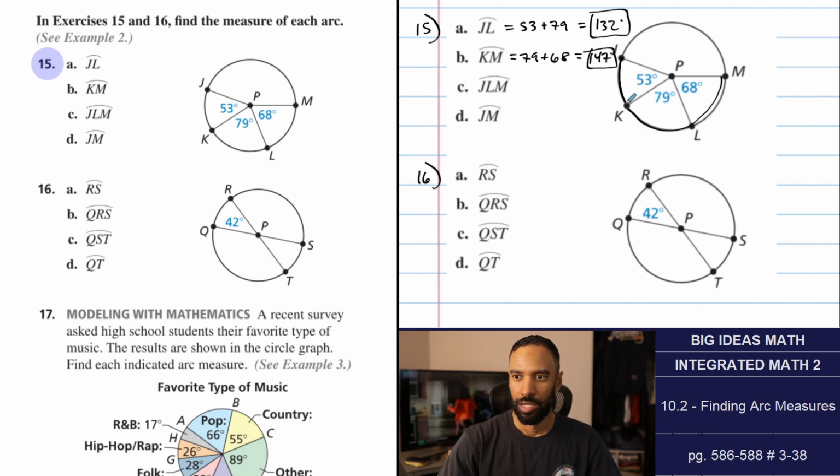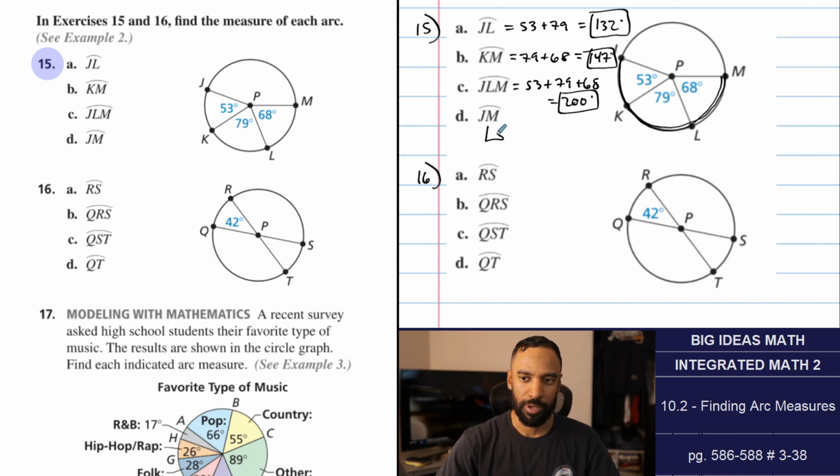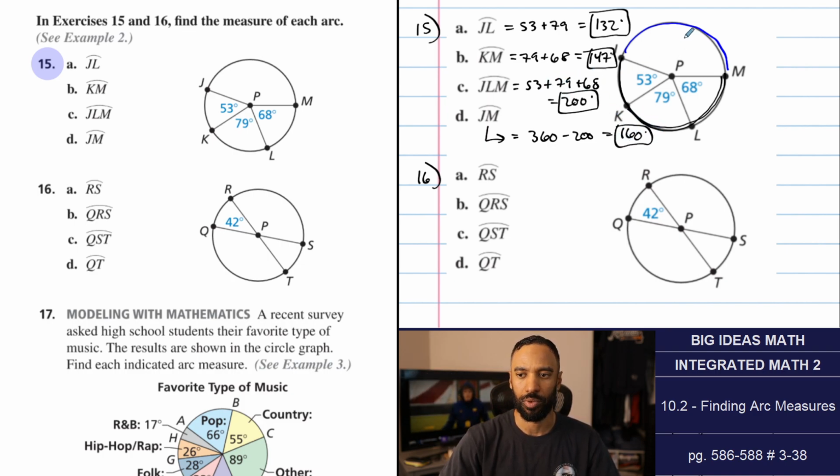JLM. J through L to M. The fact that they used 3 letters meant it was either a semicircle or a major arc. Now we add all 3 of these together. So JLM is going to be 53 plus 79 plus 68. I know 53 plus 79 is 132. 132 plus 68 is 200. 200 degrees. It looks like more than 180, and it's supposed to be more than 180 as a major arc. And JM is a minor arc. JM is everything that's not the 200 degrees from the 360, so that'll be 360 minus 200. So you can use previous answers to get other ones. Clearly, I'm doing a bit of that. I even did it on this problem without showing you.